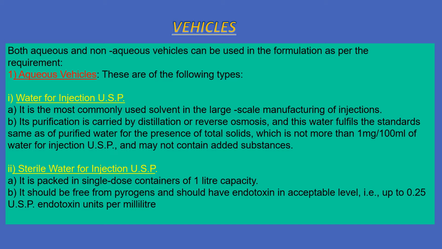Next is sterile water for injection USP. It is packed in single dose containers of 1 liter capacity. It should be free from pyrogens and should have endotoxin at an acceptable level of up to 0.25 USP endotoxin units per milliliter.